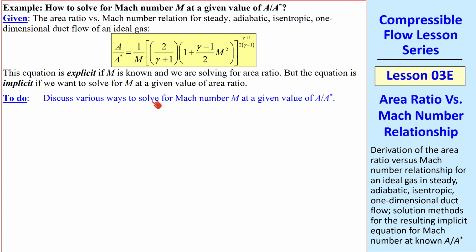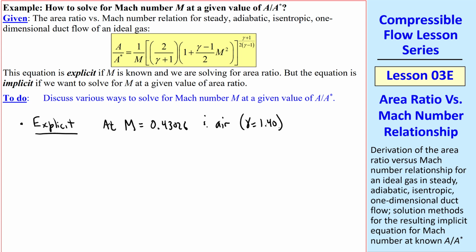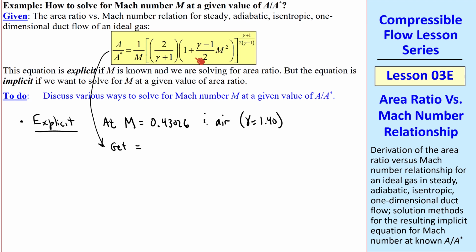So let's discuss various ways to solve for Mach number M at a given value of A over A star. First, I'll show an explicit example. Namely, let's pick a Mach number. I'll pick Mach number is 0.43026, and the gas is air, where gamma is 1.40. You plug in this equation, and it's rather easy to do because you just plug in M and gamma, and you get A over A star is 1.500.